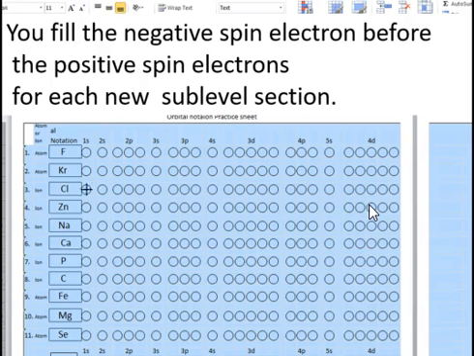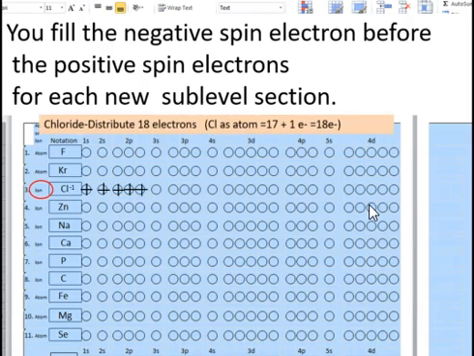So they're going to do chlorine. They're doing an ion of chlorine. 1, 2, 3, 4, 5, 6, 7, 8, 9, 10, 11, 12. It's going to have to get up to number 18. 13, 14, 15, 16, 17, 18. It is number 17 on the periodic table, but it's got a -1 charge as an ion, so it has 18 electrons.